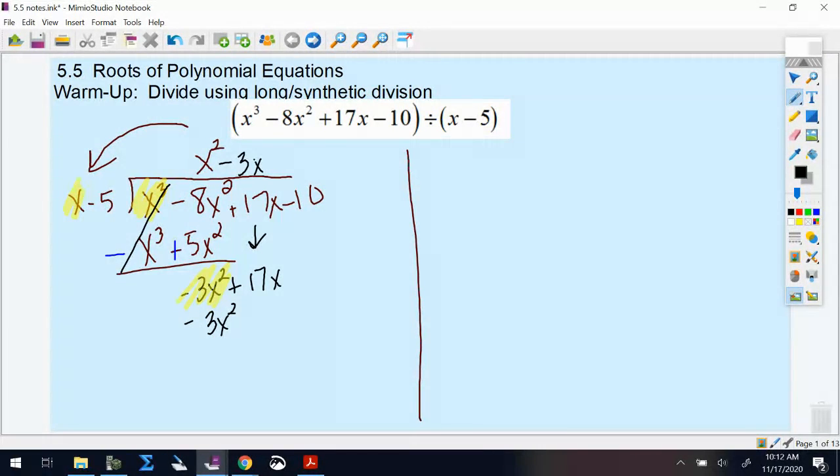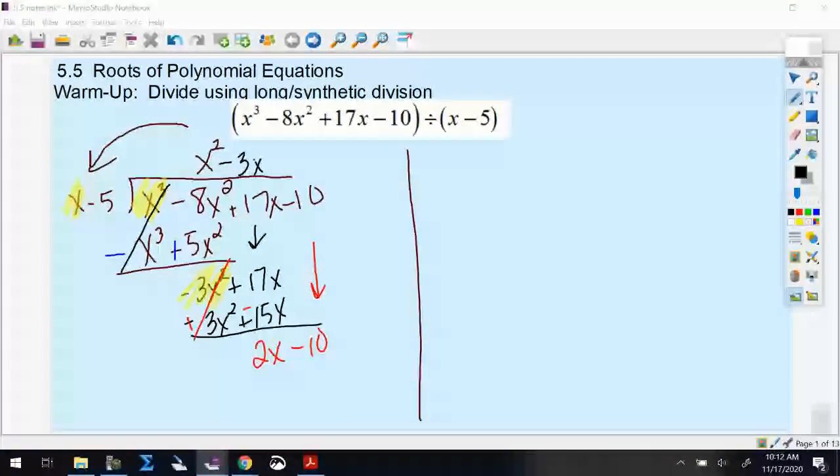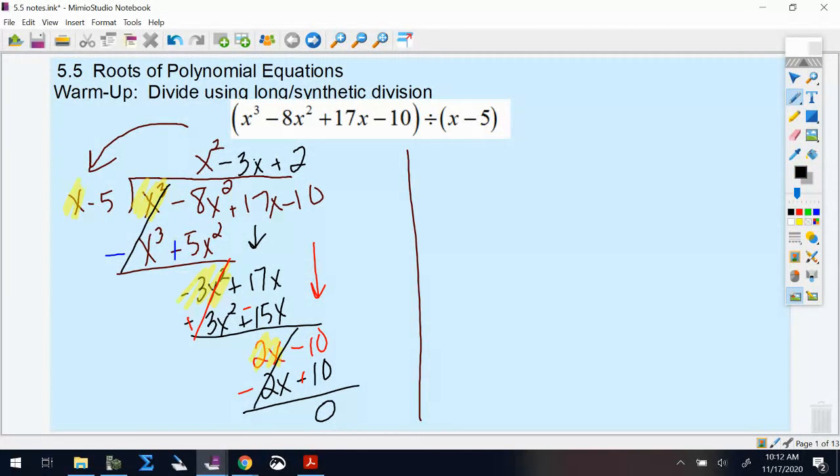And then a negative 3x times a negative 5 is a positive 15x. Change signs, so I'm going to switch colors again. That becomes positive, that becomes negative. So I get 2x, drop down the negative 10. So now I want to see what I multiply x by to get it to be a 2x. That is going to be a 2. So I multiply through, I get 2x. 2 times negative 5 is negative 10. Change signs to subtract. And that cancels this. We end up with 0 remainder.